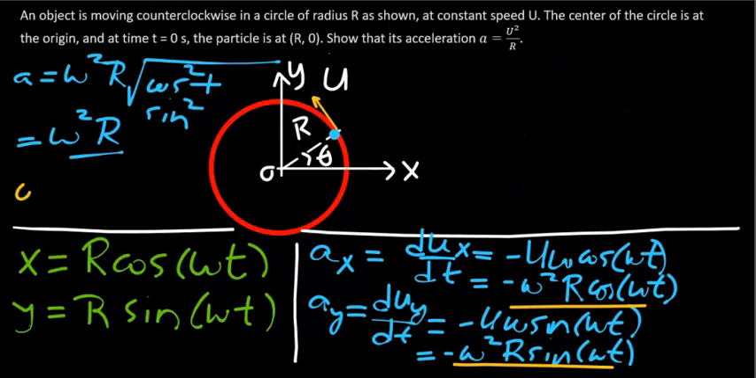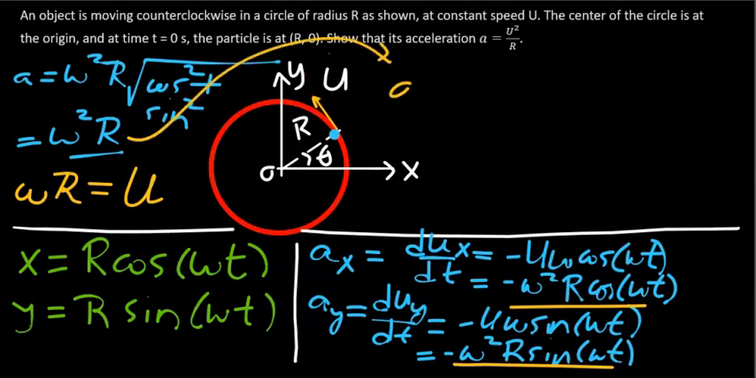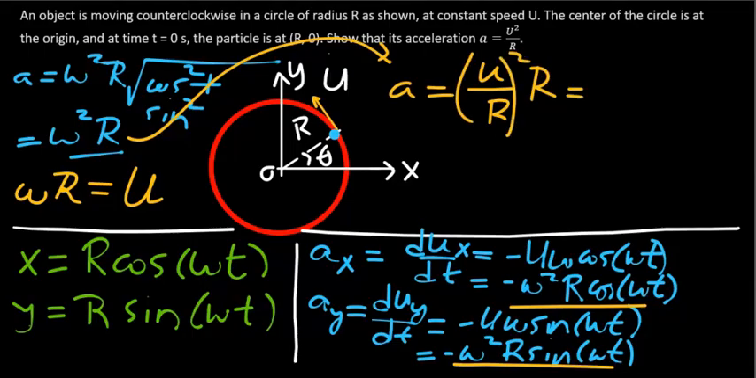Since we know omega times r is that tangential speed, substituting omega with u over r, you get u over r times r. Don't forget to square that. And the final answer is u squared over r, as what we wanted to prove here.